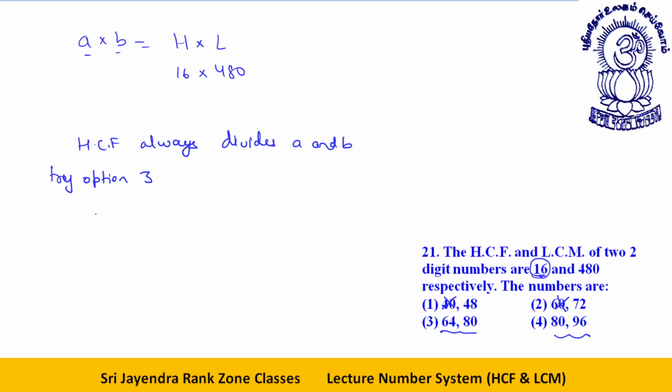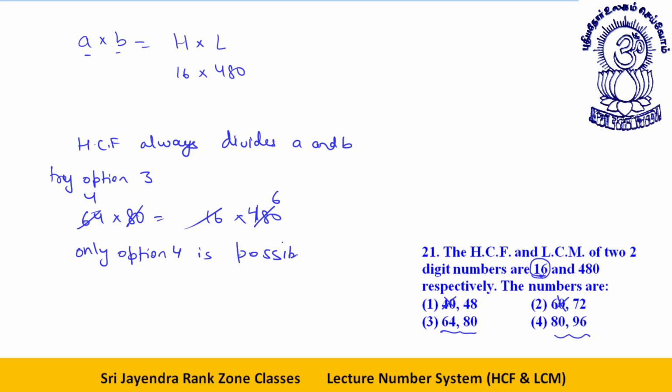If I try option 3, 64 into 80, 16 into 480. Let's see. If this is verified, 80 into 6. Now let's see, this is not matching. How come this is not matching? If I cancel this, I get 6. If I cancel it, I get 4. Here 4 is equal to 6, not possible. So only option number 4 is possible.